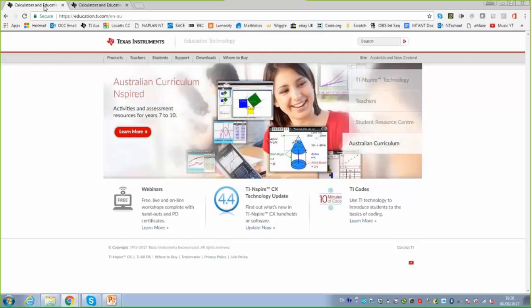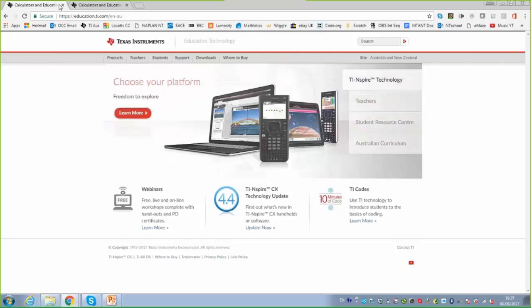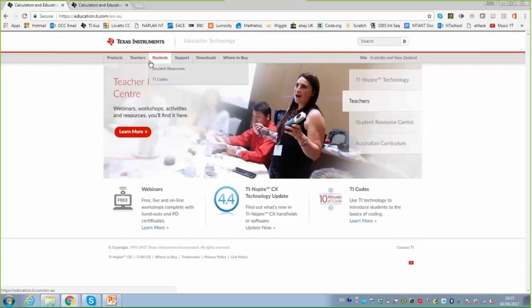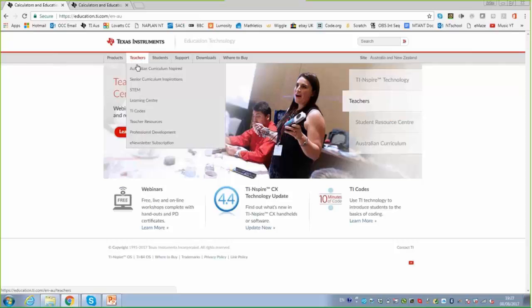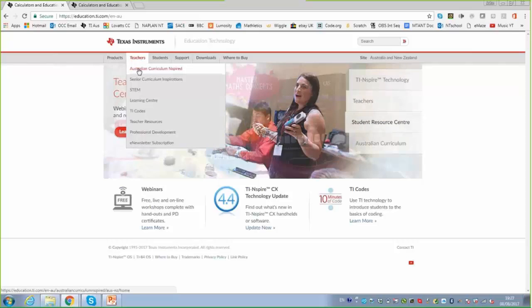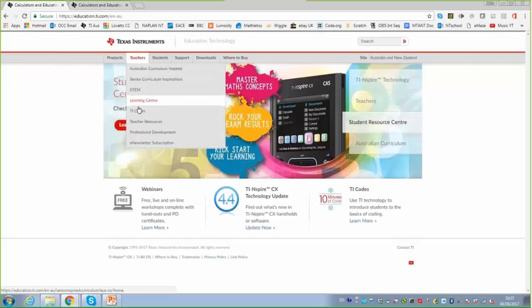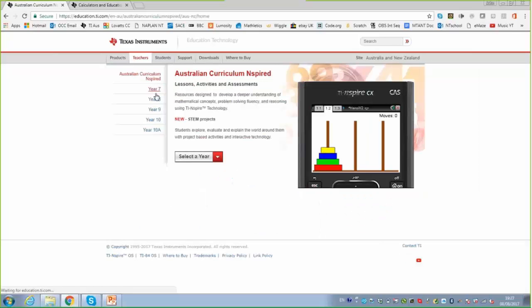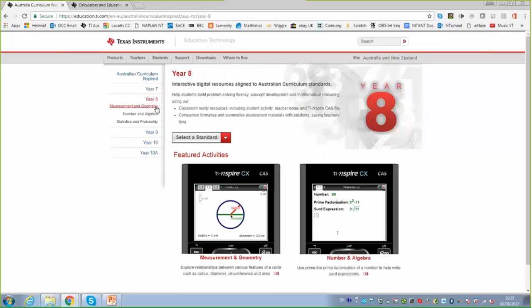And I'd like to reiterate what you said, and Ray mentioned it also, about the activities. I think sometimes we feel that we need to keep creating stuff, but there's plenty of activities for us to access. Here's the TI Australia website, which is what you were talking about. If we go to teachers, there's the Australian curriculum and the senior curriculum, as well as STEM and TI codes, where we can go to the Australian curriculum and access the different year levels and the resources that are already available for teachers to use.